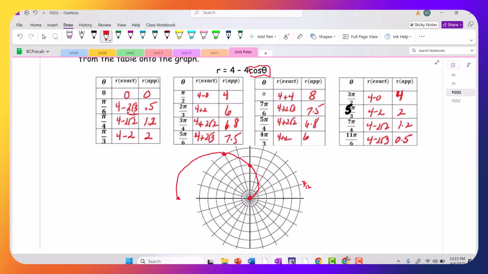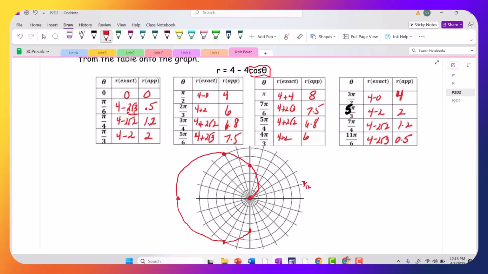Then when you start going to the other side here, 4 pi over 3 is 6. I'm going to skip to that, and then that's 6. That's symmetric with this point, and then all the other points would do something like that. And then I'm going to cheat and go to 3 pi over 2, which is 4. 1, 2, 3, 4. And then that continues the symmetry right there.